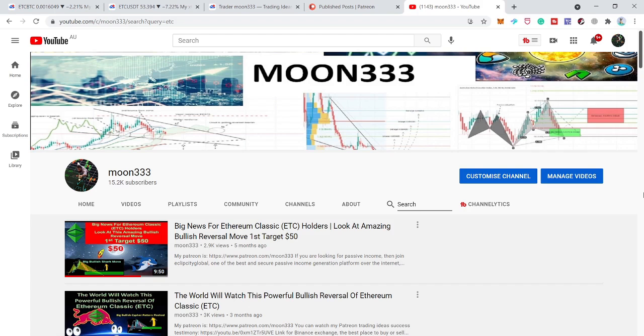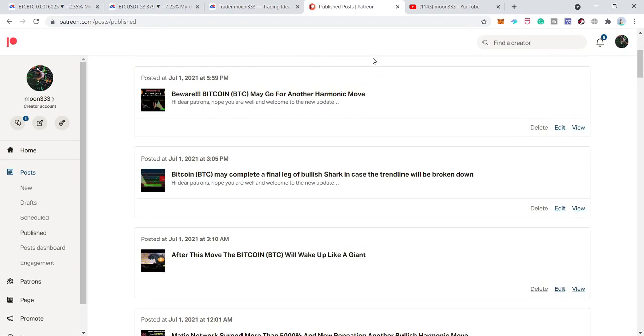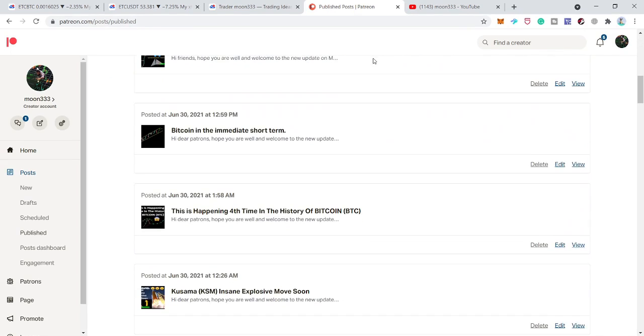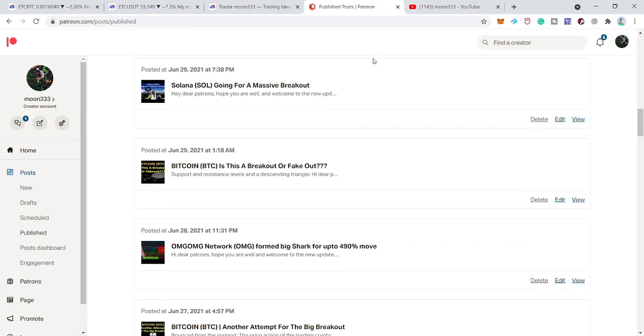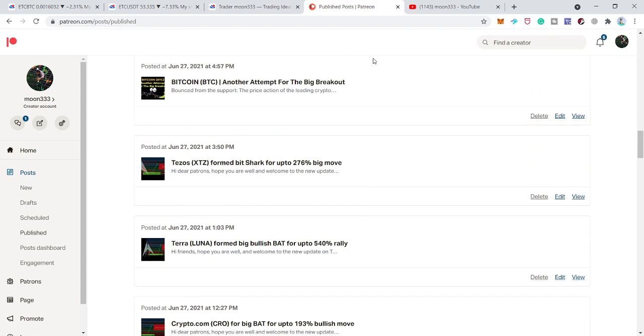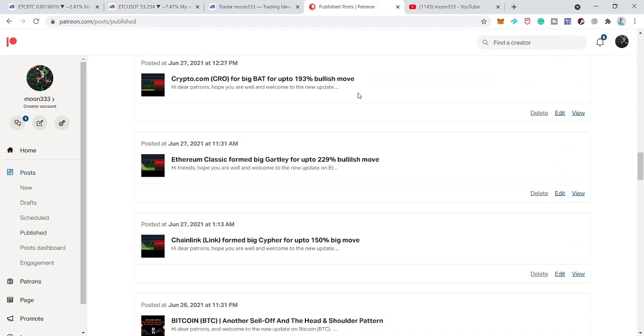Hope you're well and welcome to the new update on Ethereum Classic Coin. 2 or 3 days back, on 27th of June, I shared an idea at the Patreon in which I mentioned that the price action of Ethereum Classic has completed another bullish reversal pattern, the harmonic bullish reversal Gartley pattern on the weekly time frame chart. And let me show you the idea.